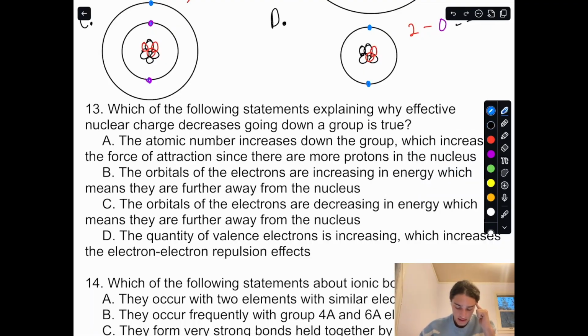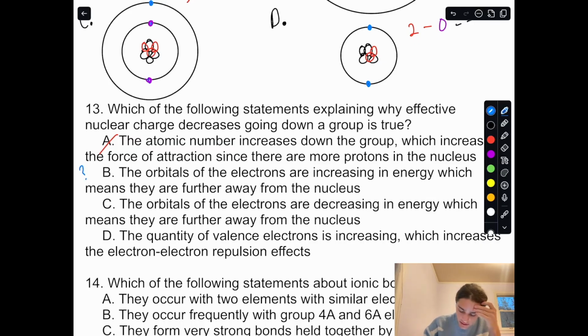So A, the atomic number increases down the group, which increases the force of attraction since there are more protons in the nucleus. This is kind of the opposite of what we want because it's talking about increasing the effective nuclear charge. B, the orbitals of the electrons are increasing in energy, which means they are further away from the nucleus. That seems pretty good. This seems plausible.